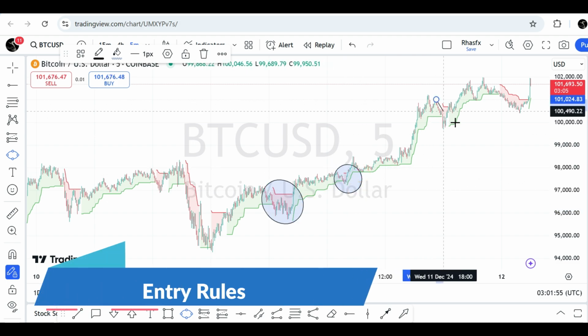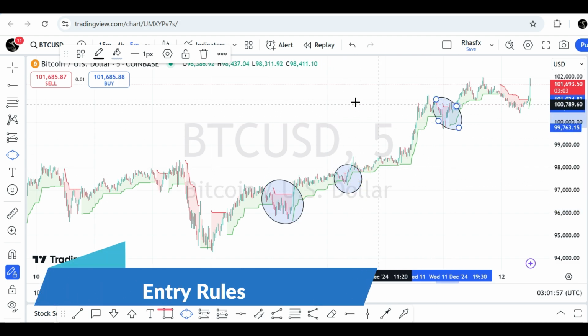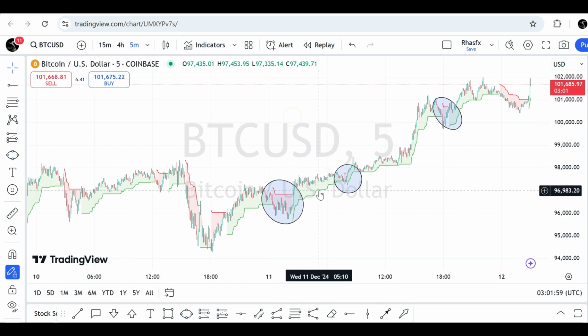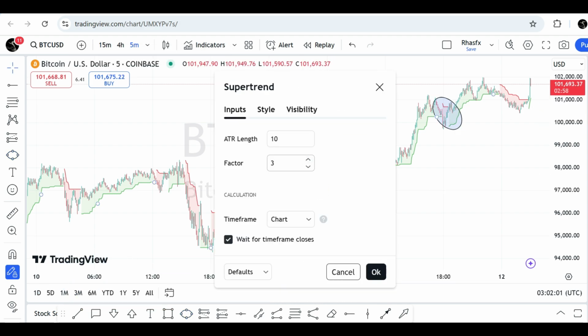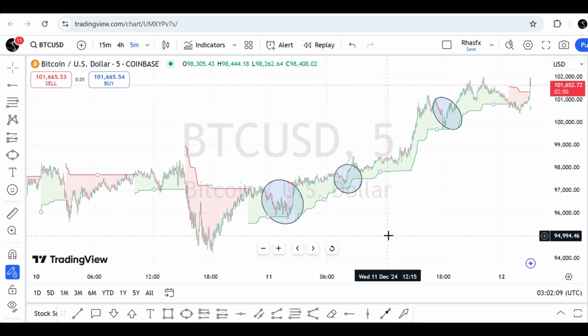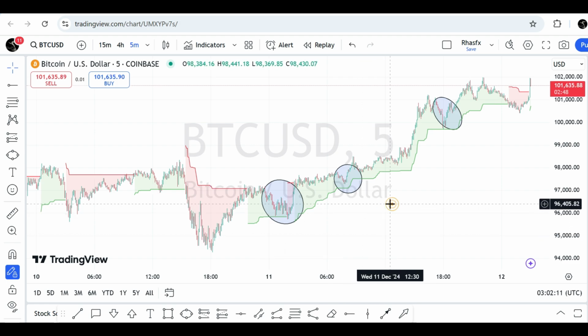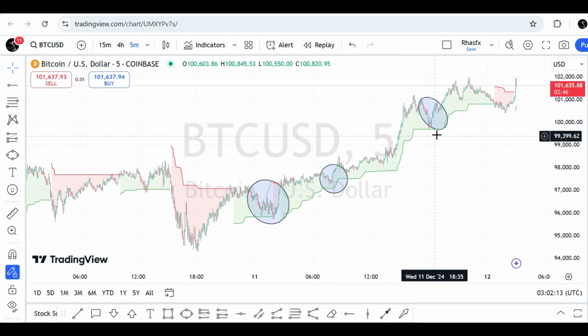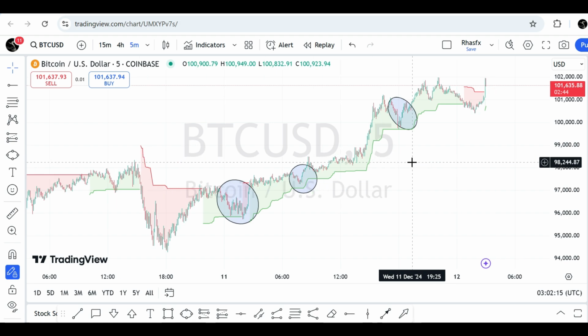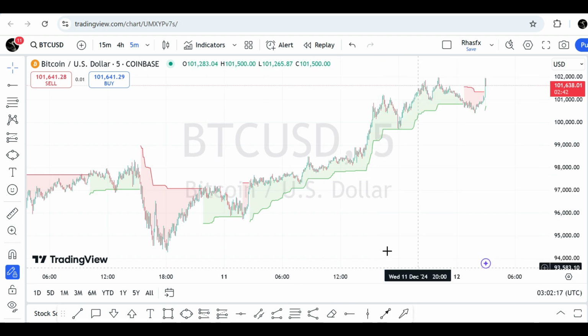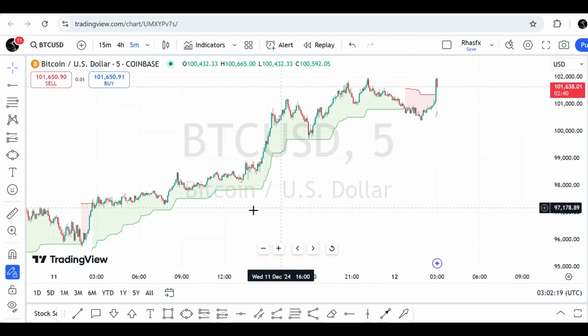Buy signal: price closes above the Supertrend line. The Supertrend line turns green or appears below the price. Confirm with additional indicators like RSI above 50, or MACD bullish crossover. Sell signal: price closes below the Supertrend line. The Supertrend line turns red or appears above the price. Confirm with other tools like RSI below 50 or MACD bearish crossover.